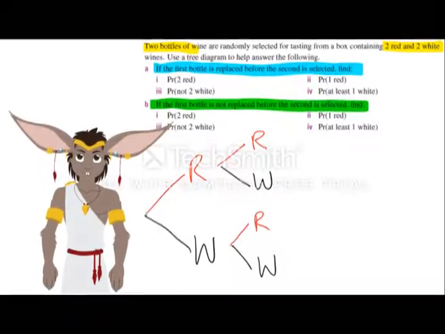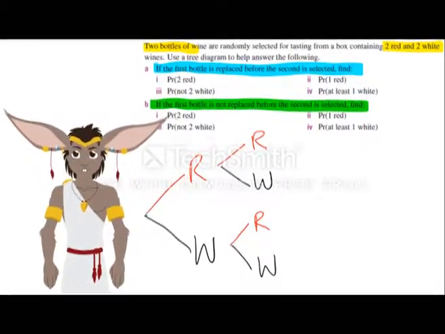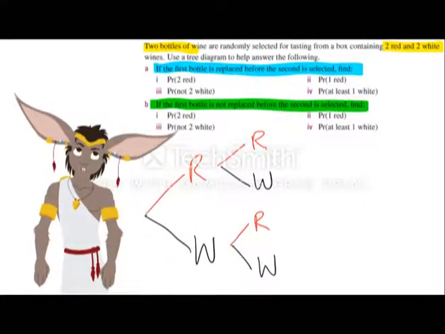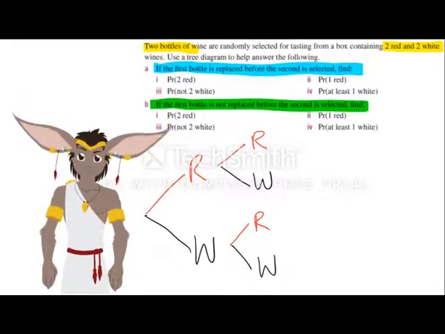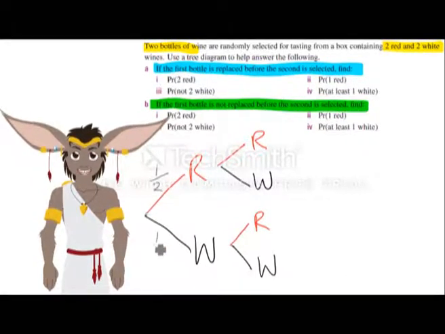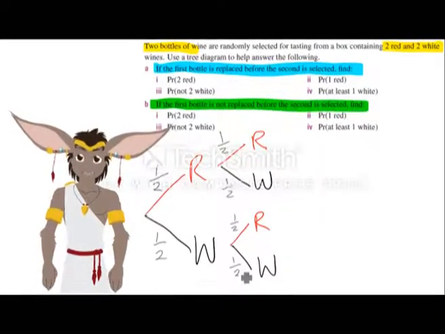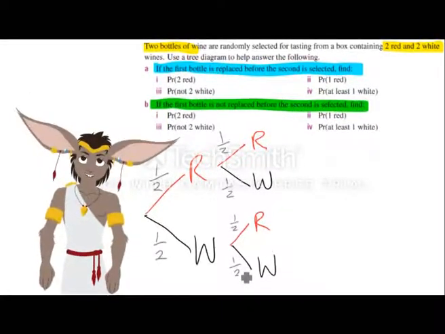Now what we'll do first is we'll answer it if it is replaced. So we pick a bottle of red wine out and then we put a bottle of red wine back in. Every time we have got a half chance of picking out a red or a white wine, don't we? Because there's 2 reds in there and there's 2 whites, so there's 2 out of 4 for each colour.